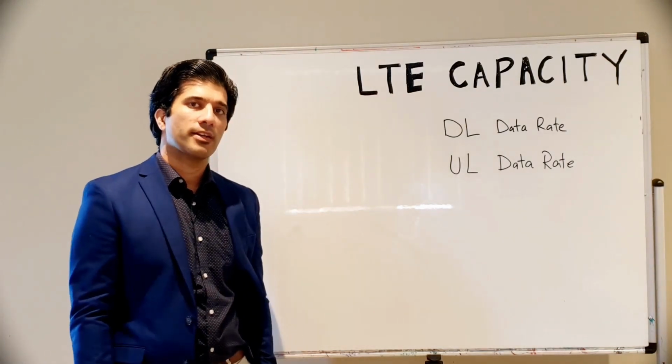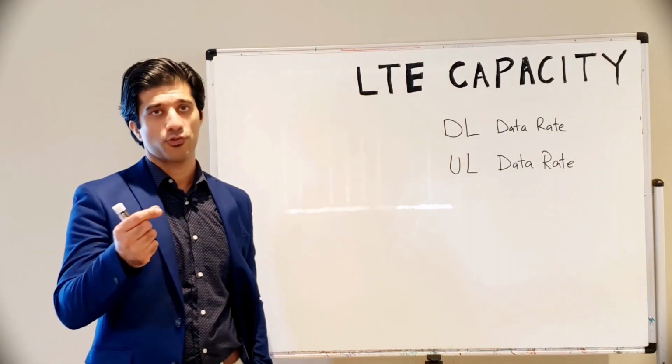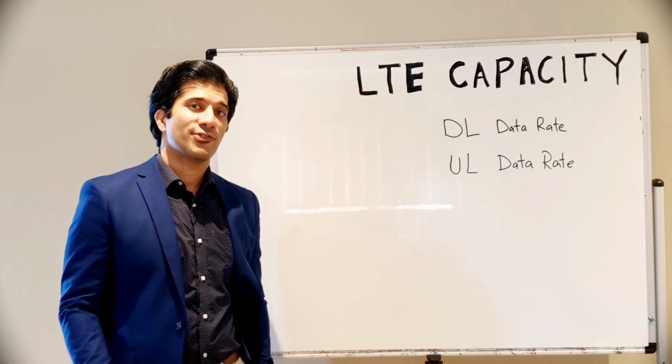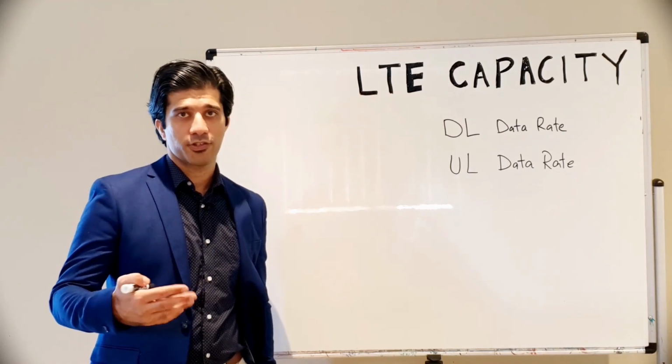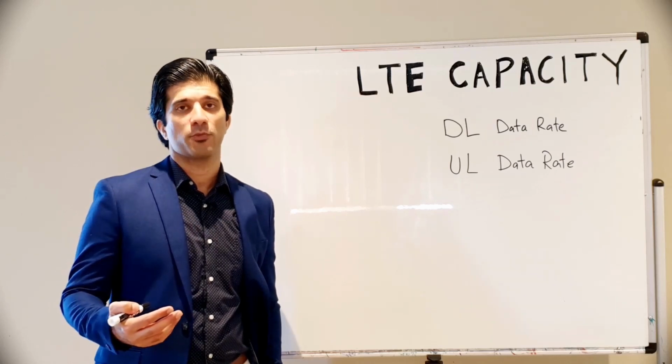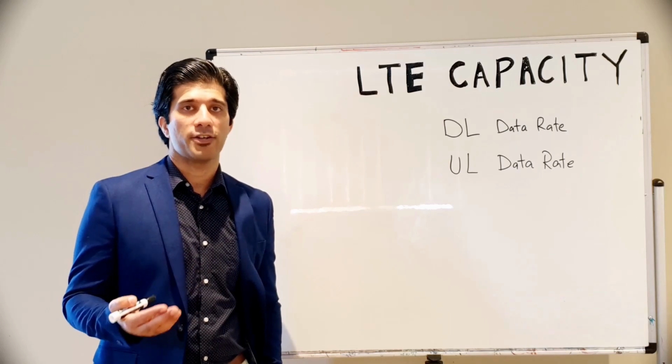Another aspect in downlink throughput, as we would not be covering all aspects in this short video, which we can check in the network is how much usage there is of 64 quadrature amplitude modulation, because the higher the modulation scheme, the higher the data rate you will get.